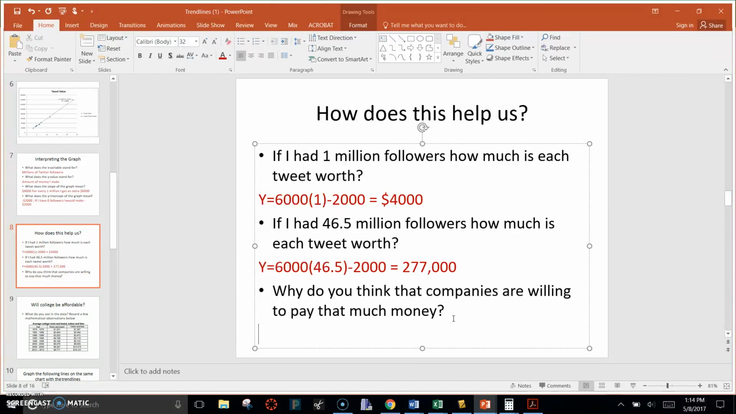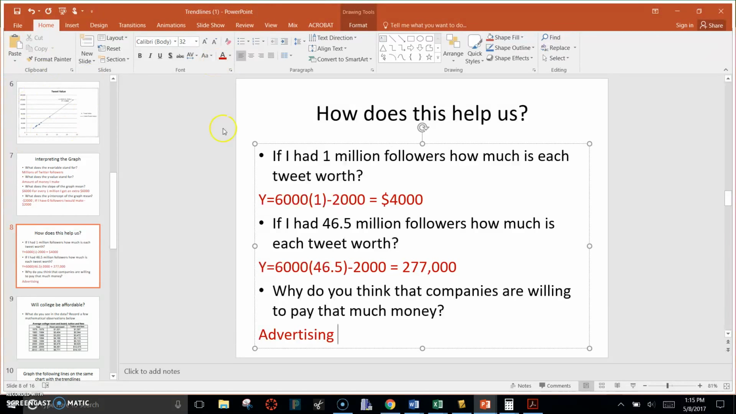It asks, why would a company be willing to pay $277,000 for someone on Twitter? And the reason is advertising. They're going to make a ton of money through the advertising of this. Think about LeBron James. He is sponsored by Nike, and so Nike makes his shoes. And Nike tries to use him to sell more shoes.